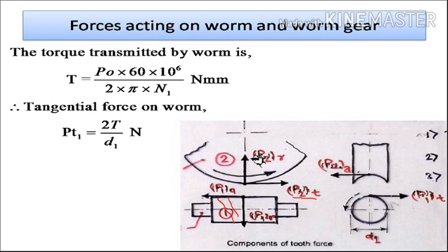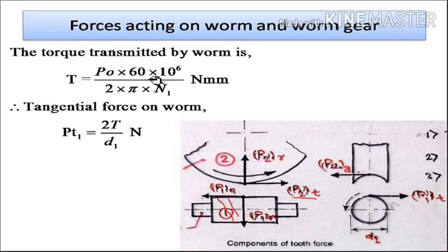This is the radial force on the worm wheel, which is equal to the radial force on the worm, and this is the axial force on the worm wheel, which is equal to the tangential force on the worm. So initially we will try to calculate the forces acting on the worm, and then we will get the respective forces acting on the worm wheel.